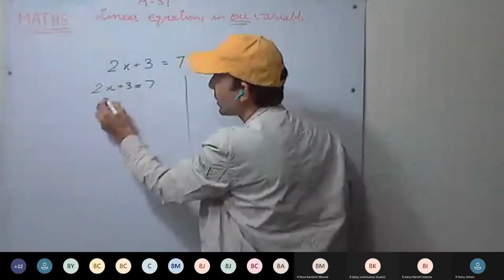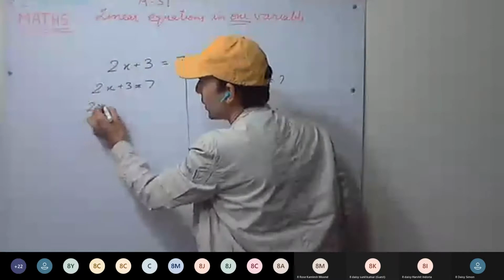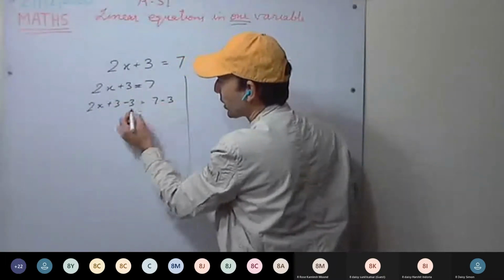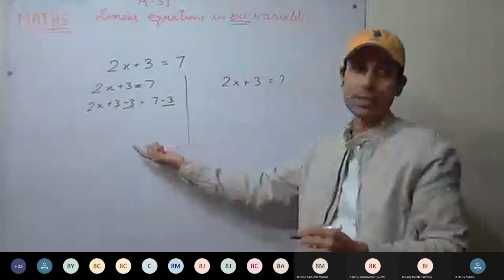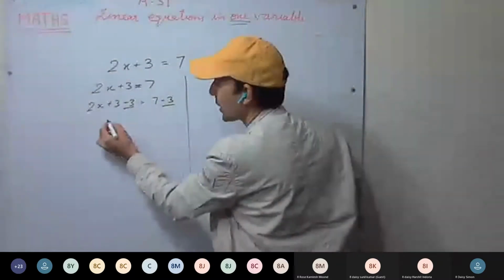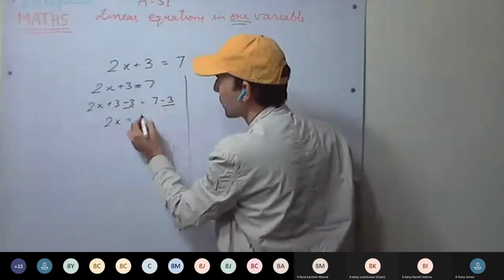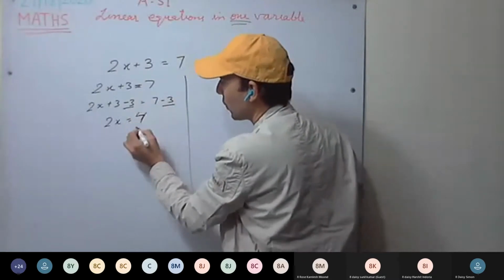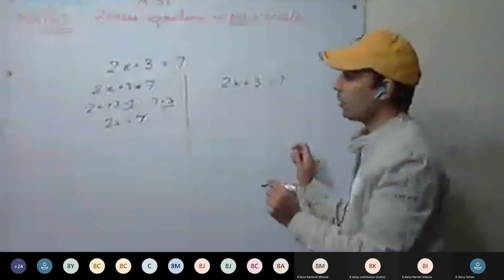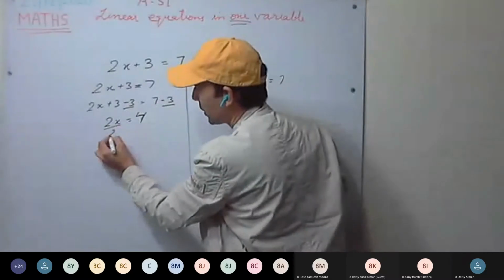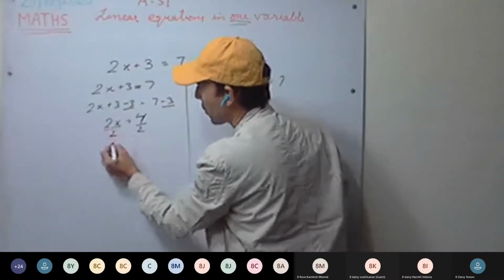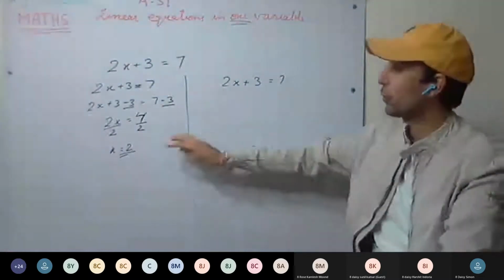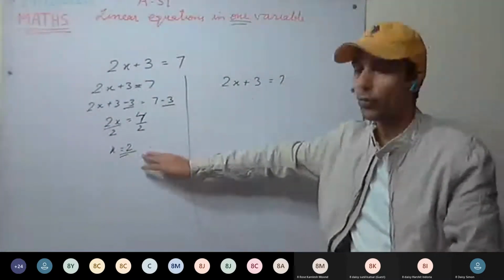Now if I subtract 3 from both sides, 2x plus 3 minus 3, same here, minus 3. From both sides I am subtracting 3. So what is remaining? 2x equal to 7 minus 3, that is 4. This is clear. Now I am dividing both sides by 2. So x equal to 2. This is one way. We won't be following this one now.